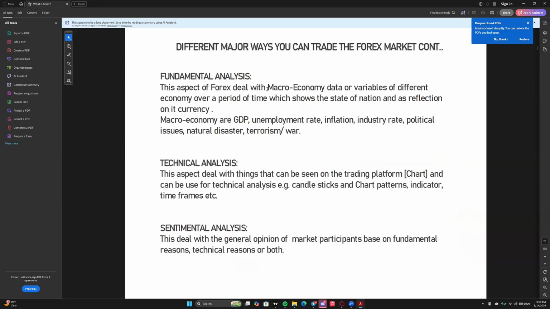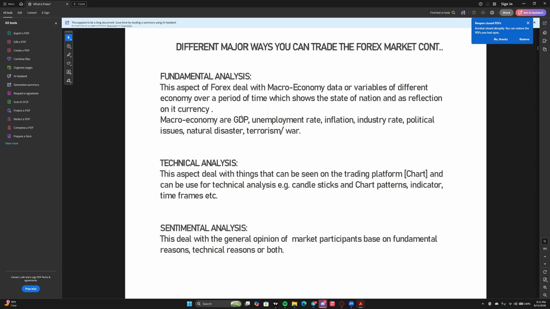This aspect of forex trading deals with macroeconomic data or variables of different economies over a period of time, which shows the state of a nation as a reflection on its currency. Macroeconomic news includes GDP, gross domestic product, unemployment rates, inflation, industry rates, political issues, natural disasters, terrorism, and war. So these are the news that have to do with fundamentals. So basically, we have some macroeconomic news.